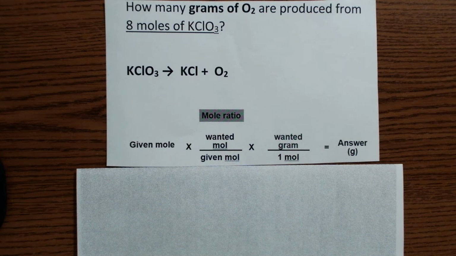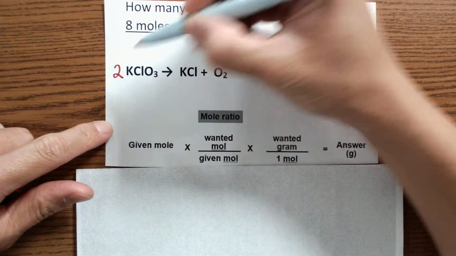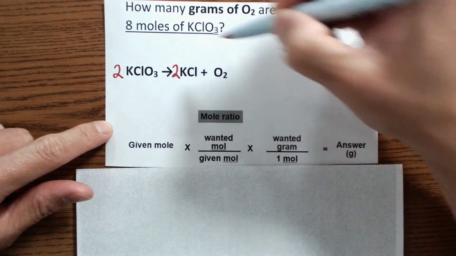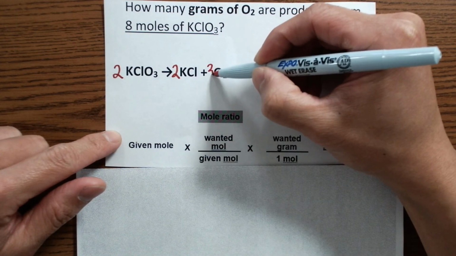Okay, so the first step you've got to do before you jump in is balance your equation. If you balance this correctly, you're going to have a coefficient of 2 and 3.